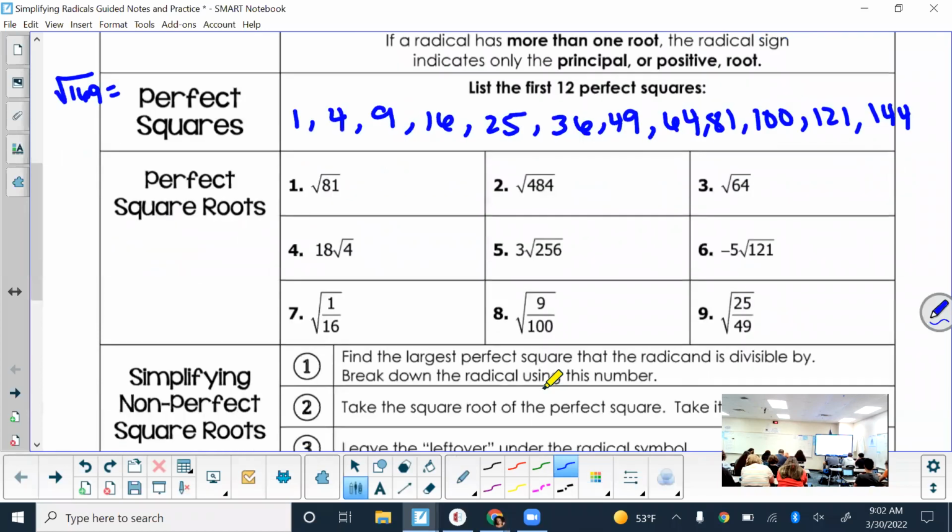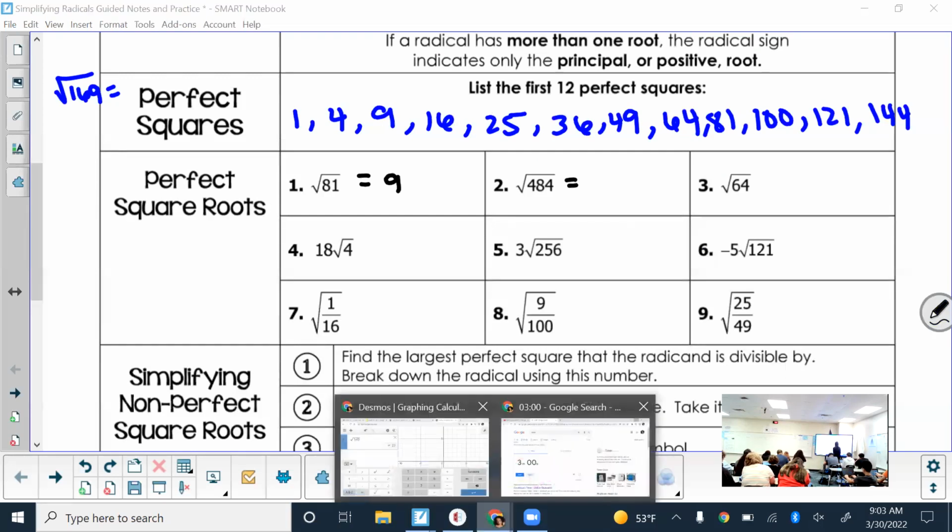So like in these examples, what's the square root of 81? 9. So it equals 9. That's how you simplify. The square root of 484 isn't a common one, but again, feel free to use Desmos. What does Desmos tell you is the square root of that?